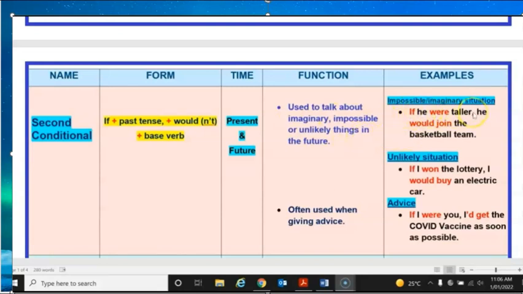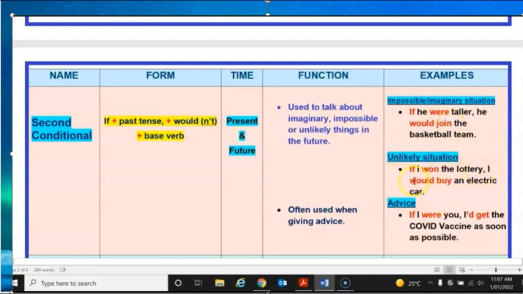If we have a look at the example on the right, if he were taller, comma, he would join the basketball team. So this is obviously something that is impossible. He's not taller. So it's not real. It's an imaginary situation. And you can see that we have if, and then the verb is in the past tense, were taller. And remember that with the be verb in the conditional tenses, we use were for all subjects, not was. So he, she, they, we, I, all subjects are followed by were instead of was for the second conditional. If he were taller, he would join the basketball team. There you've got would plus base verb.